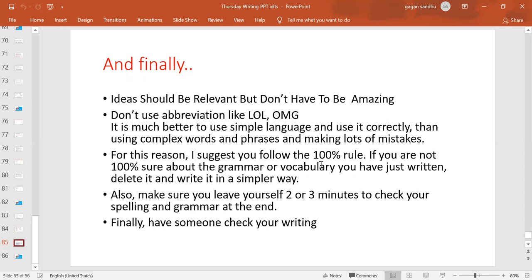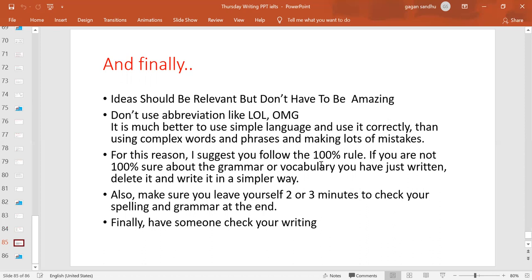And if you are not sure of the complex sentences in the letter, do not use them. Keep it to simple or compound. Follow the 100% rule. Whatever you are writing should be 100% correct grammar-wise, right? If complex sentences are making it complicated for you, and you're not sure the sentence formation is correct, then don't use them.